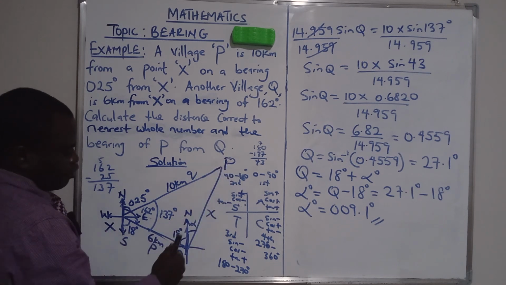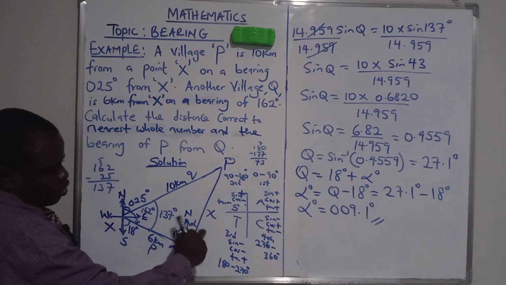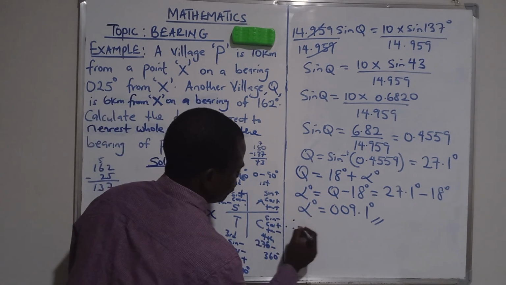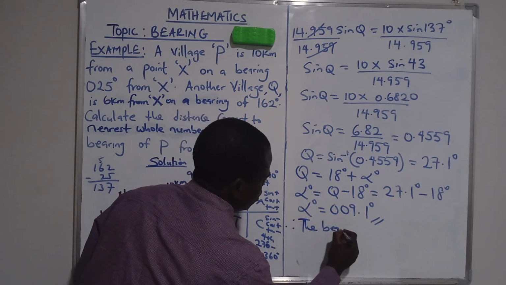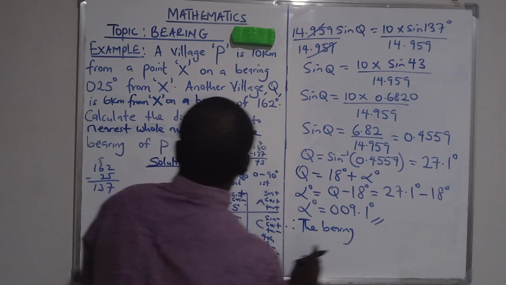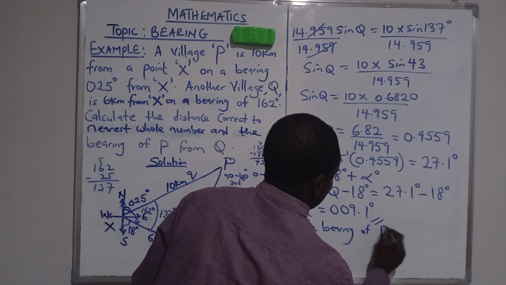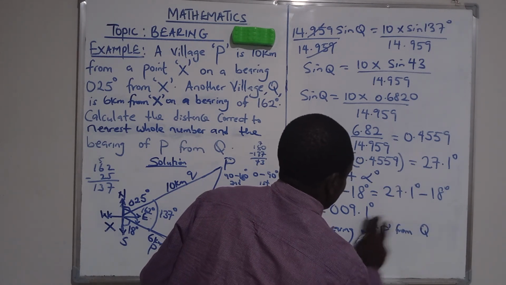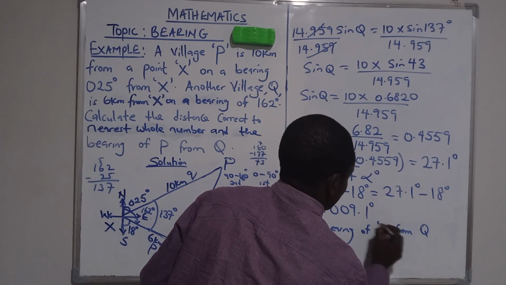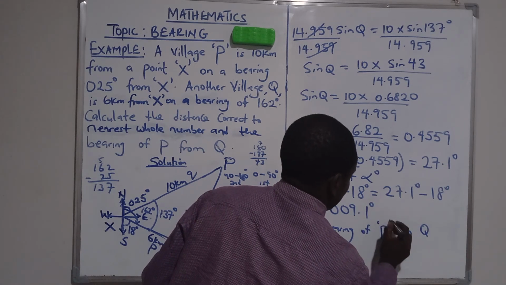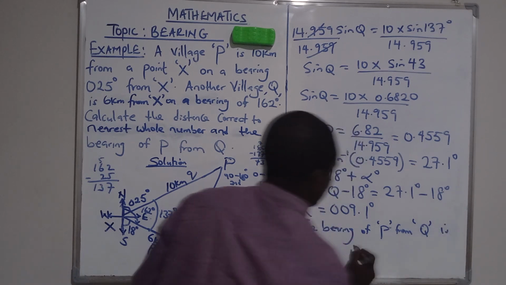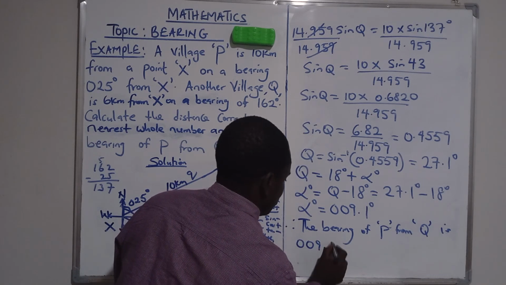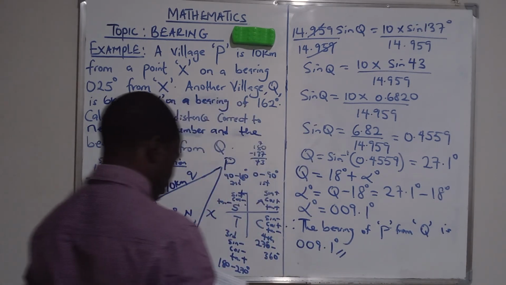That is the bearing of P from Q, that is, to turn from the north to this P. Okay, now say therefore the bearing of P from Q is 009.1 degrees.